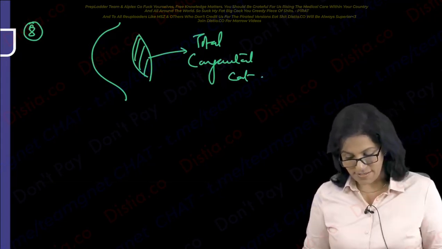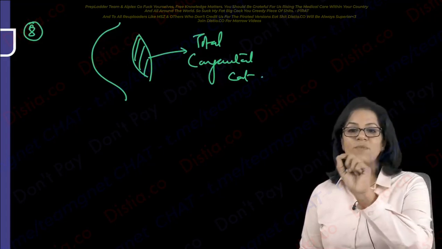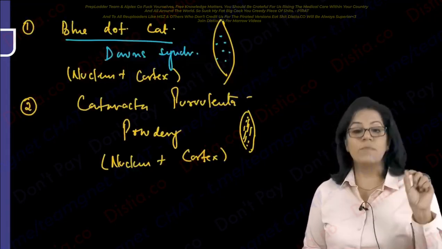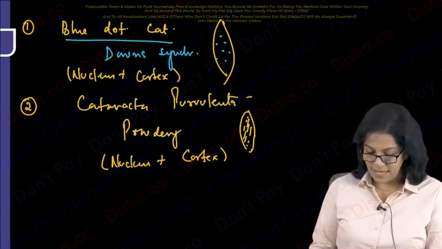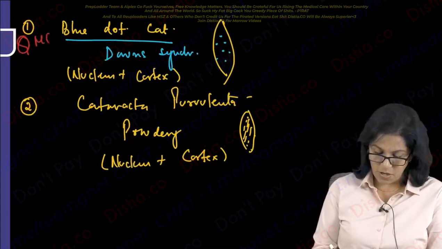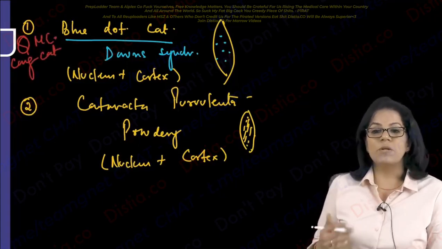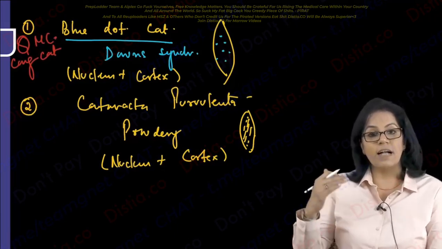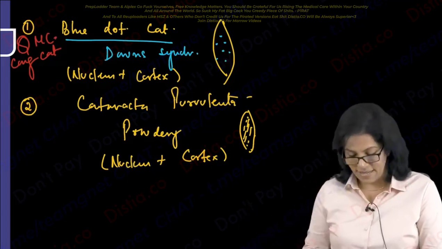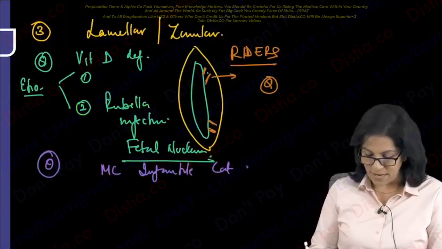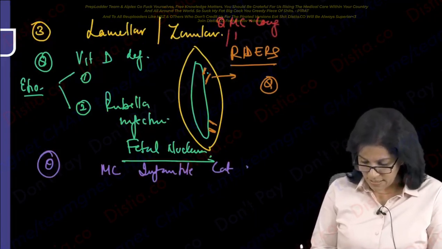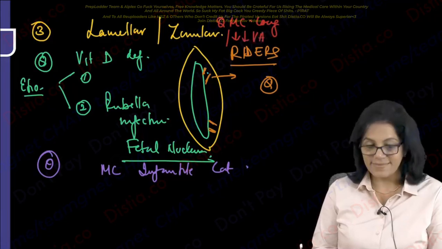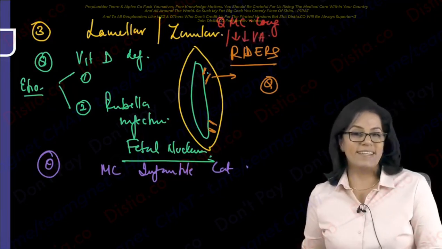What were the questions? First question, most common type of congenital cataract. Your answer will be blue dot. But suppose the question is most common congenital cataract causing marked diminution of vision. Now your answer becomes lamellar. Write down: most common congenital cataract causing marked diminution of vision, then your answer becomes lamellar.